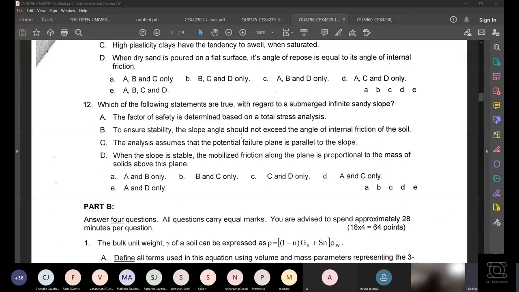When the slope is stable, the mobilized friction along the plane is proportional to the mass of solids above this plane. Yeah, the mobilized friction is proportional to the mass, right? The mobilized friction is something like the friction when the slope tends to slide. At the limiting state, the friction is said to be mobilized friction, right? CD, phi D, we use symbols like that. So that depends on the mass of the solids. When that mass increases, there is a high tendency, right?